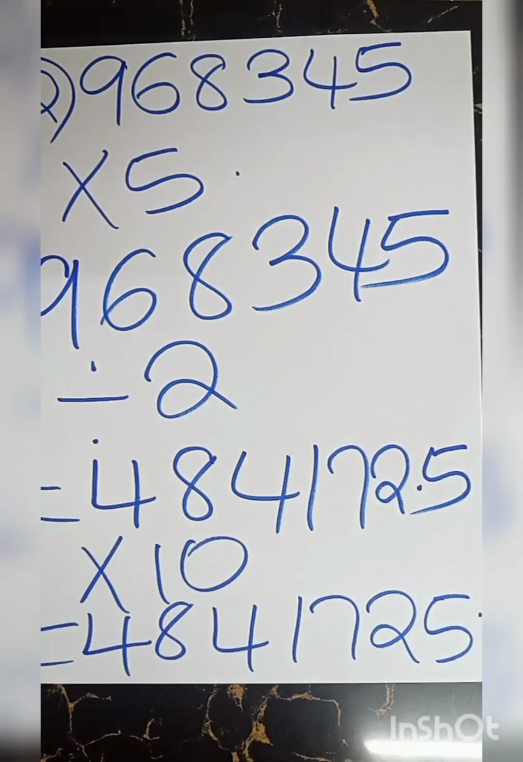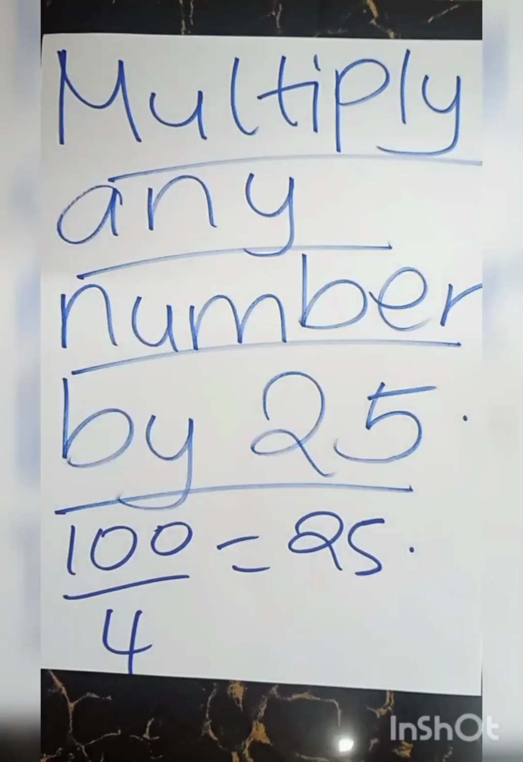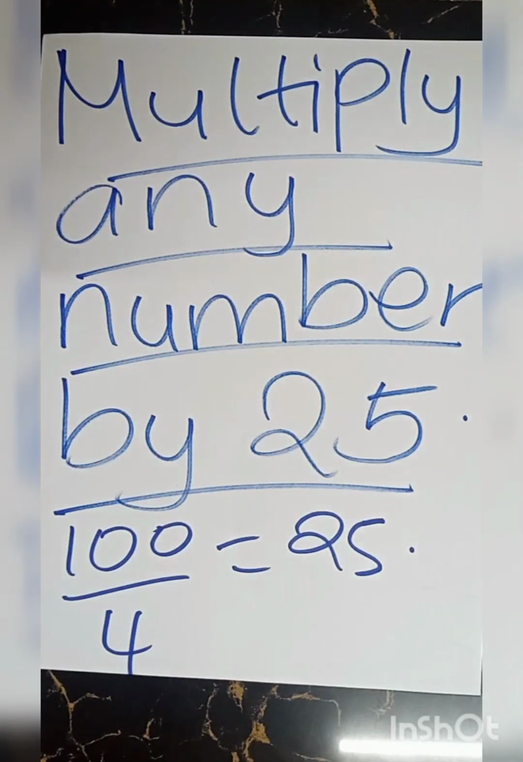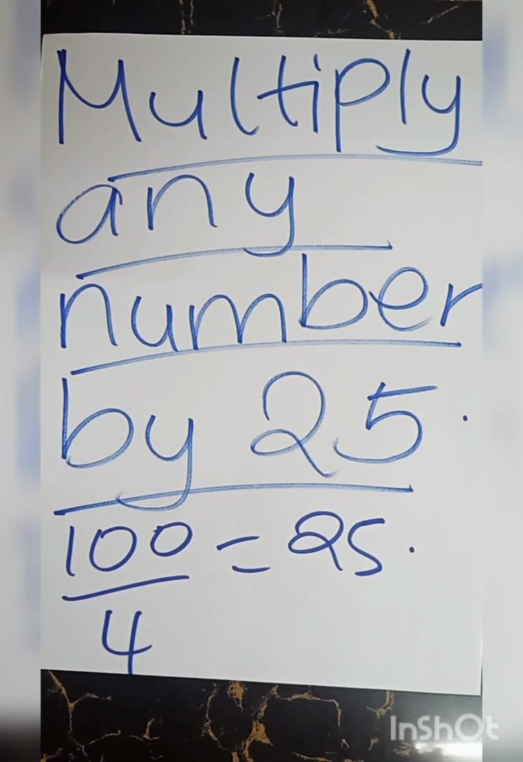So, how do we multiply any number by 25? Let's learn how to multiply any number by 25. Okay? And what is another way? How else can we write 25? 25 can also be derived by dividing 100 by 4. When you divide 100 by 4, you get 25. So that's another way of writing 25. Okay?